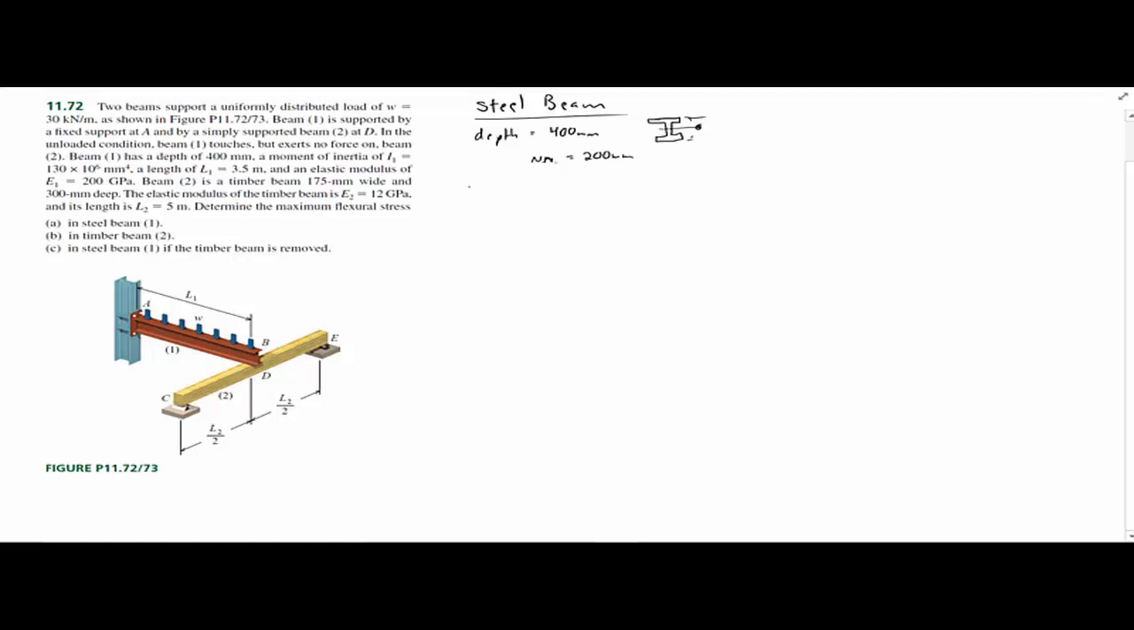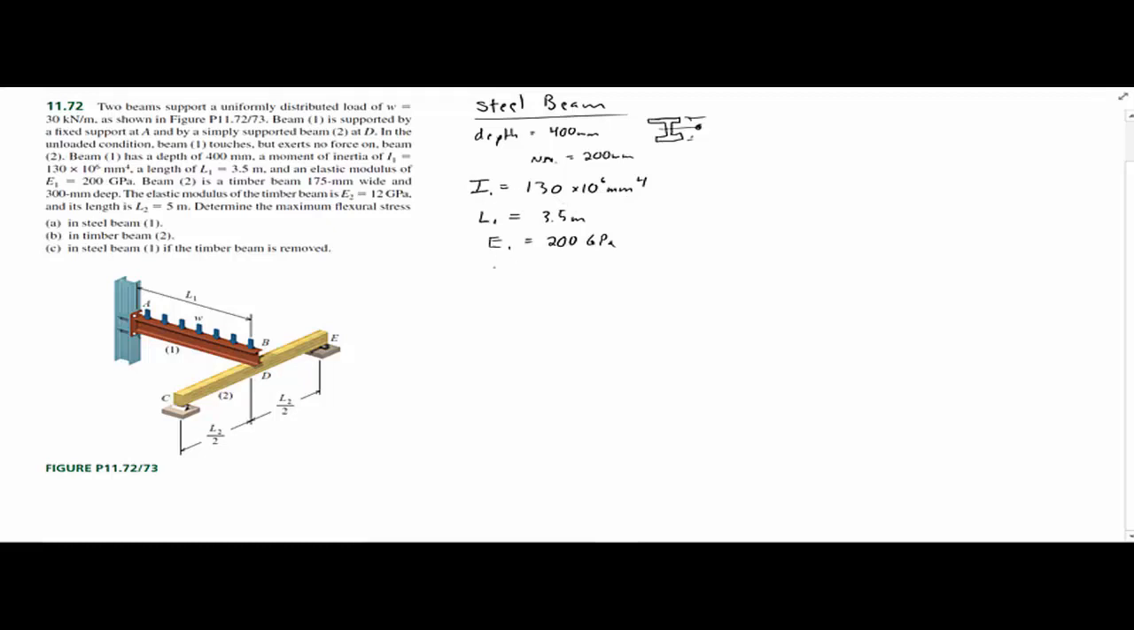And then we have a moment of inertia, which is given, which is nice of them to do for us. We have a moment of inertia of I1 equals 130 times 10 to the 6 millimeters to the 4th. We have an overall length of member 1 of 3.5 meters. Elastic modulus of 1 is going to be 200 gigapascals.